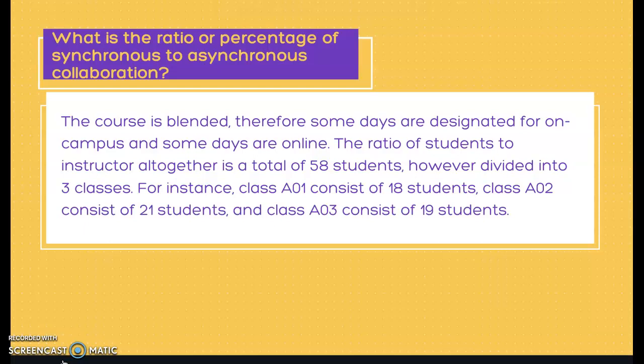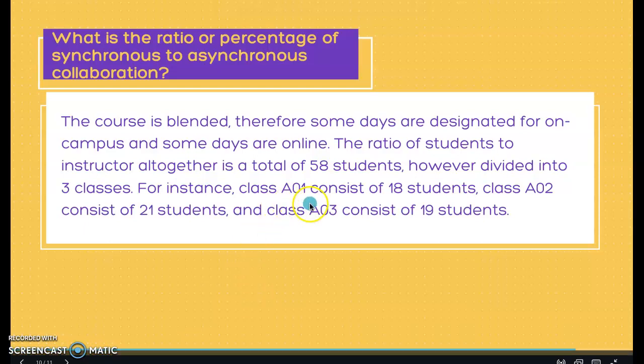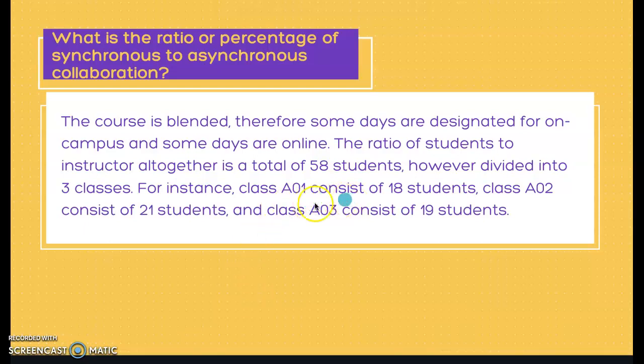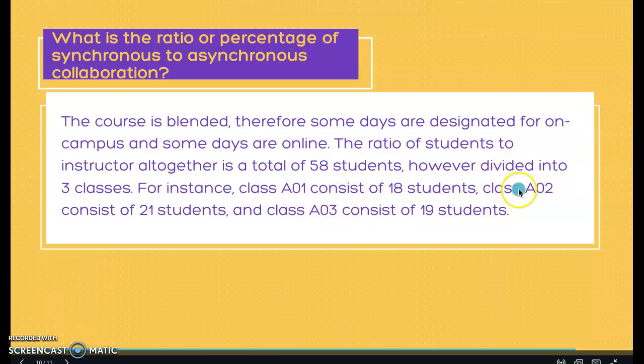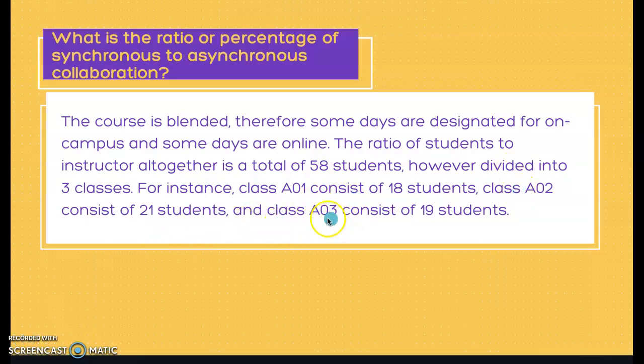So what is the ratio or percentage of synchronous to asynchronous collaboration? So as stated, I have decided to do blended, but essentially everyone is doing the same thing. So for instance, the course is blended, so therefore some days are designated for on-campus and some days are online. The ratio of students to instructor altogether is a total of 58 students. However, this is divided into 3 classes. For instance, class A01 consists of 18 students. Class A02 consists of 21 students, and class A03 consists of 19 students.